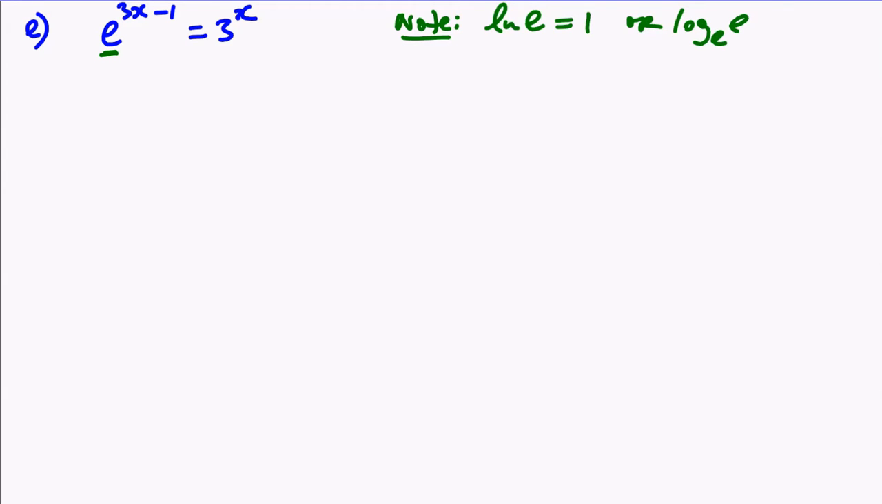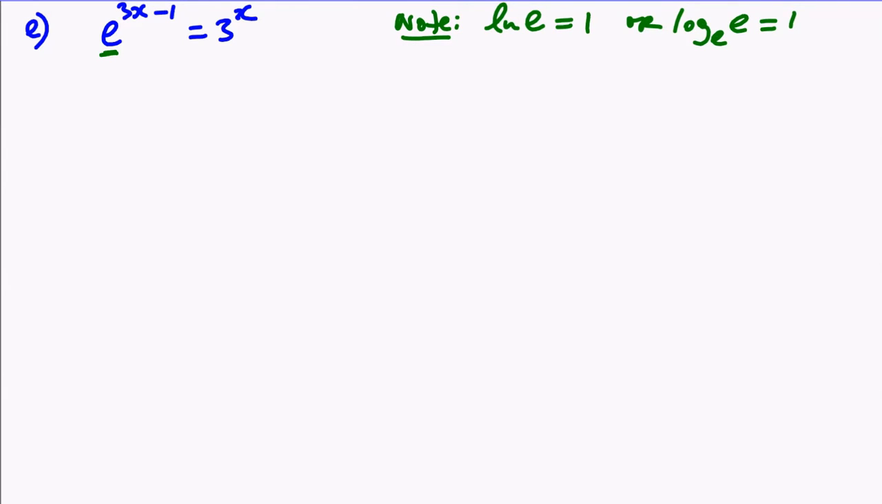Question E, you have e to the power 3x minus 1 is equal to 3 to the power x. The first step is, just by inspection, because we have e to the power 3x minus 1, I'll take the natural logarithm of both sides. I'm taking the natural logarithm because I know ln e is equal to 1, or log to base e of e is equal to 1.